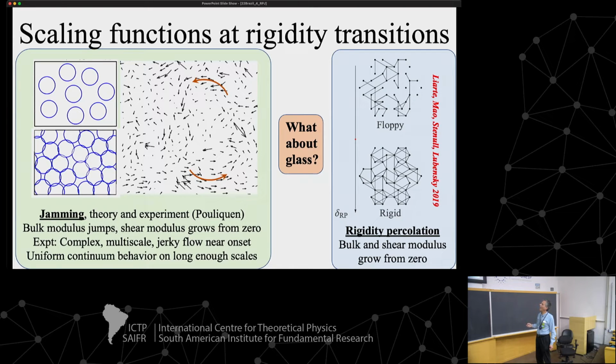Okay, so we're going to have a jamming theory, a rigidity percolation theory. The jamming theory will have a universal scaling function, which inside it, just as the fracture problem we had, is going to have a rigidity percolation transition branching out of it. All right?